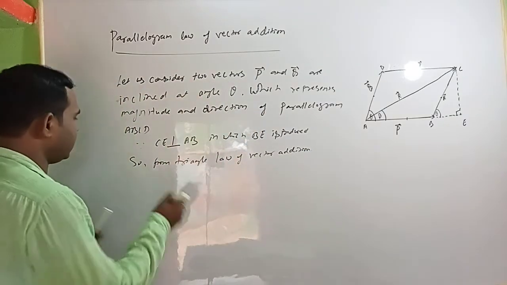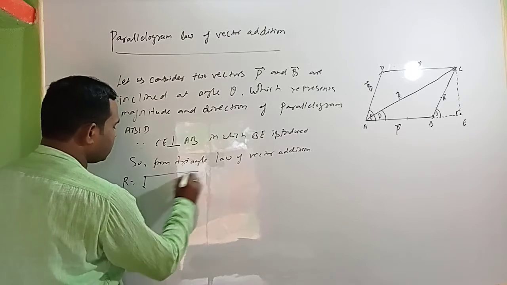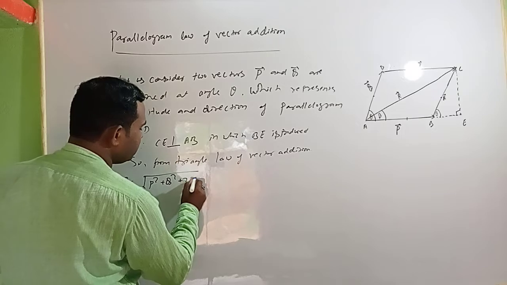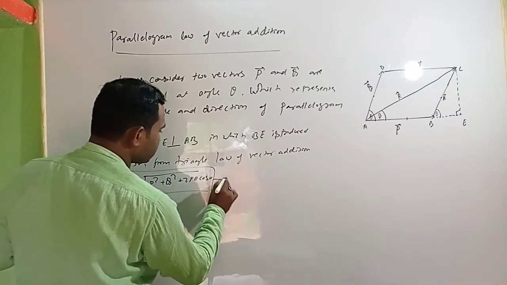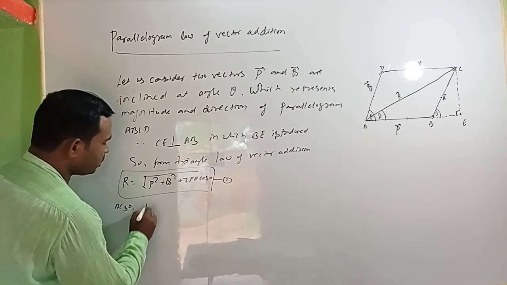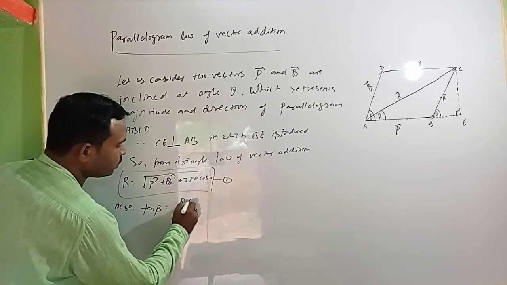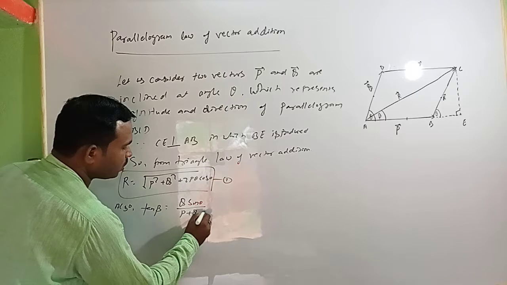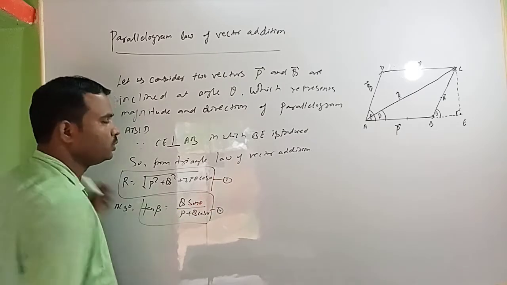R equal to, what is the formula? R equal to root under P square plus Q square plus 2PQ cos theta, we got. This is equation 1. And also you can write tan beta equal to Q sin theta divided by P plus Q cos theta. Assume this is equation 2.